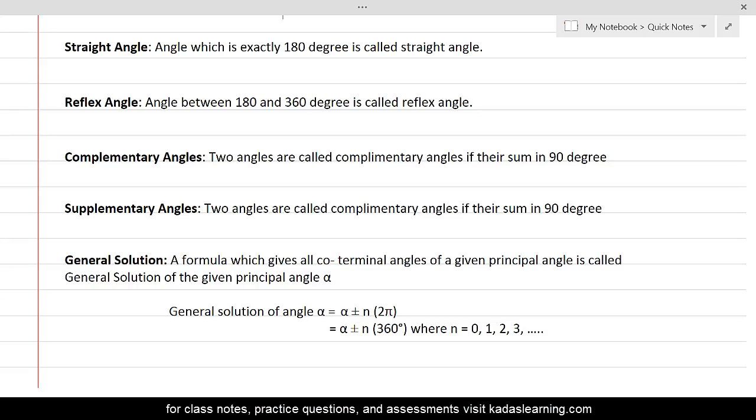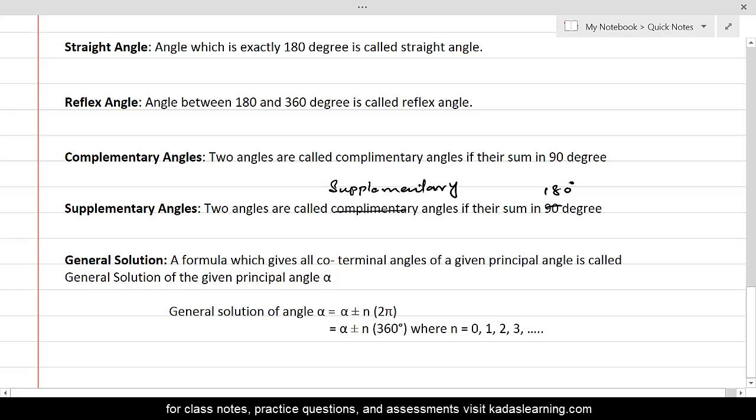Supplementary angles: two angles are called supplementary angles if their sum is 180 degrees.